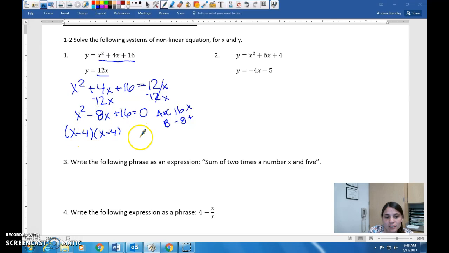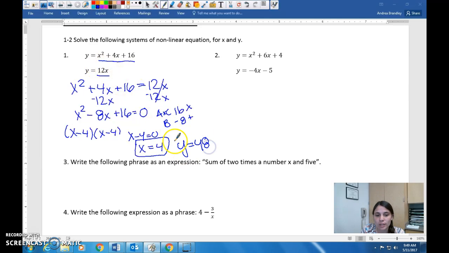So if I set x minus 4 equal to 0 and add 4 to both sides, x is equal to 4. And in this case, I only have one value for x because both of these would give me the same answer. Oftentimes when solving problems like this, we would have two values for x and two values for y. And once I've found x, it's pretty simple to find y because I can just plug the 4 in. So 12 times 4 is 48, so y is equal to 48.